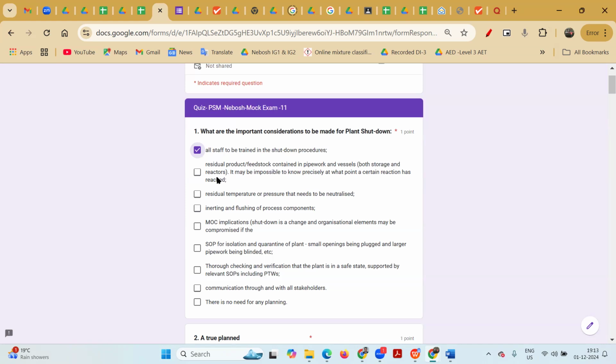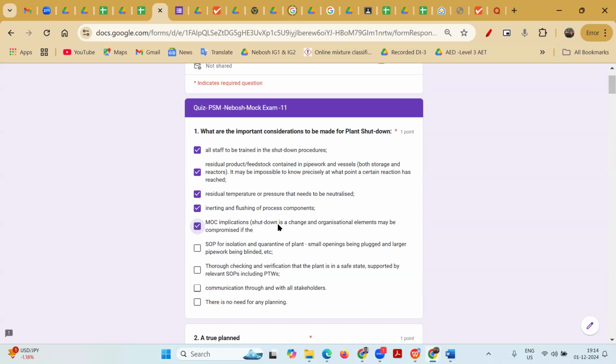Residual products and feed stock contained in the pipework and vessels: it may be impossible to know precisely at what point a certain reaction has reached. This is also required. Residual temperature or pressure that needs to be neutralized will also be considered. Then inerting and flushing of process components will be required in the plant shutdown. Management of change application will also be considered.